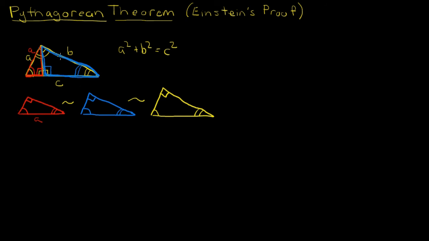Likewise for the blue triangle, the hypotenuse here, we'll color that B, and we're going to put that down here. And then also, of course, for the yellow triangle, we have C.